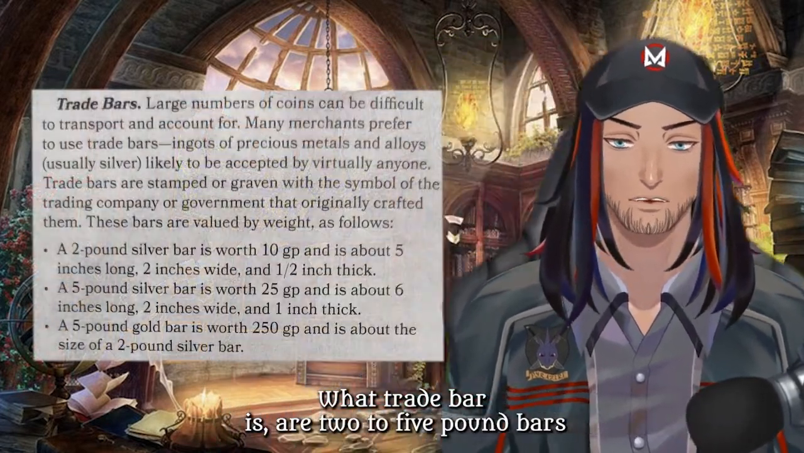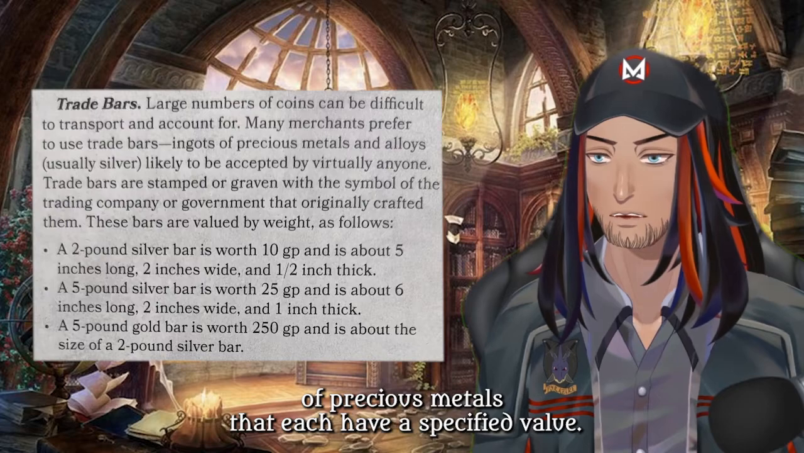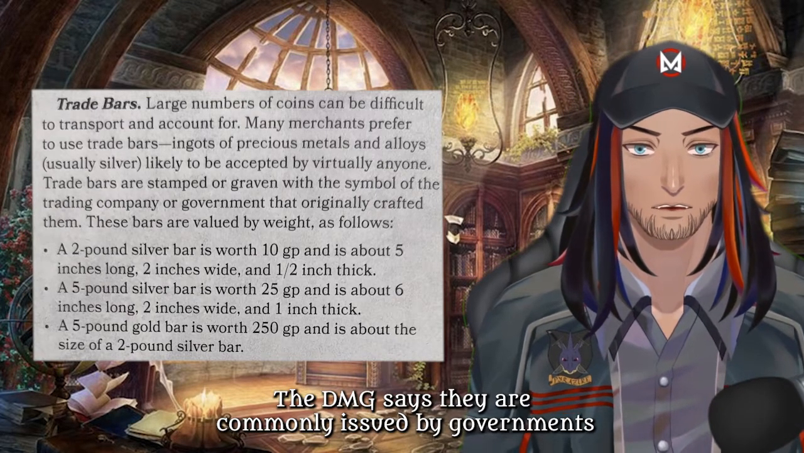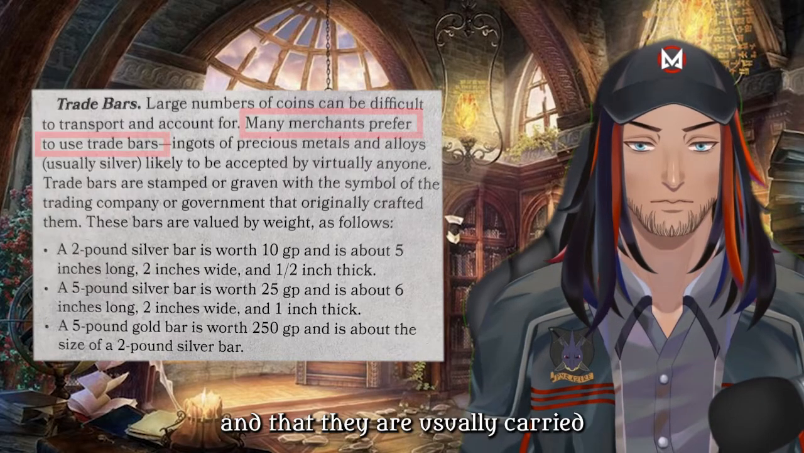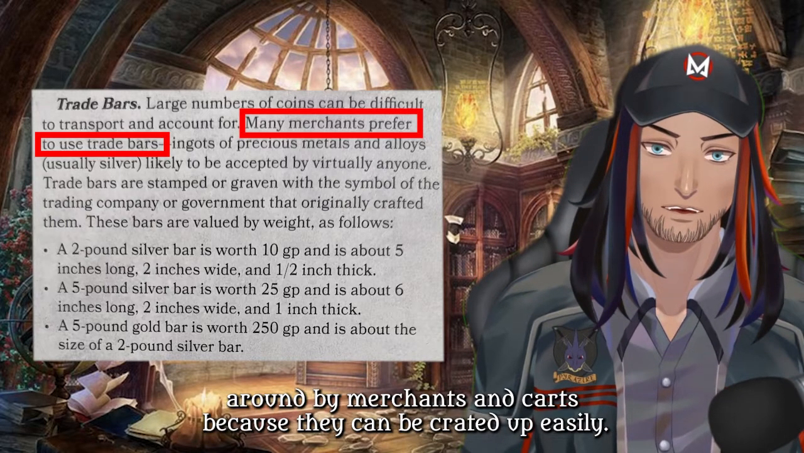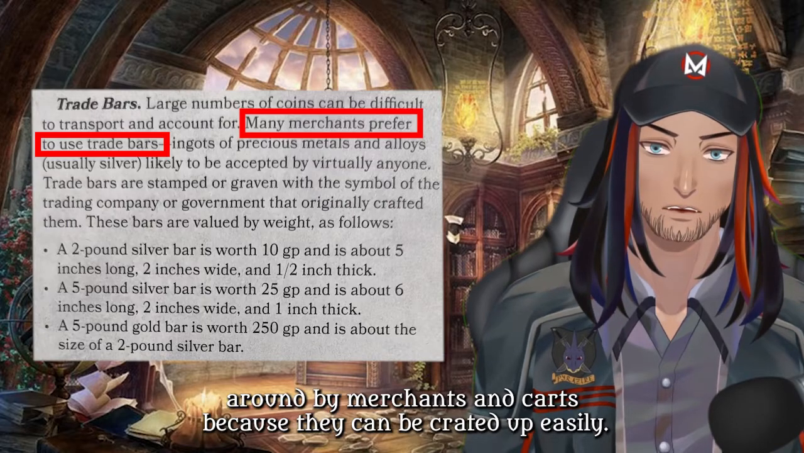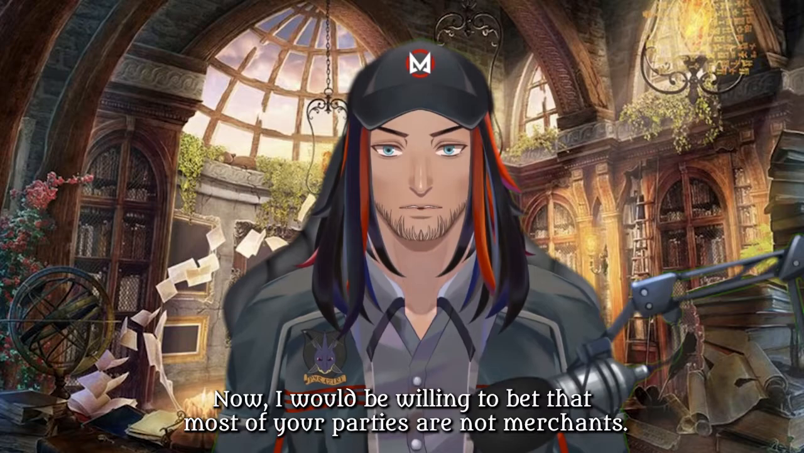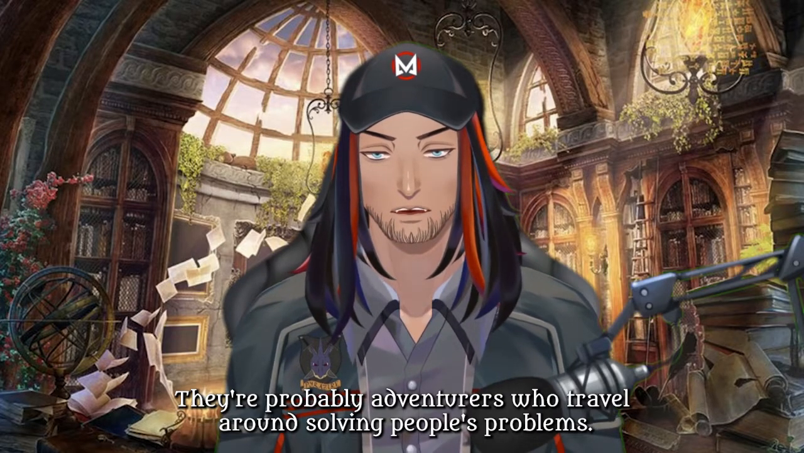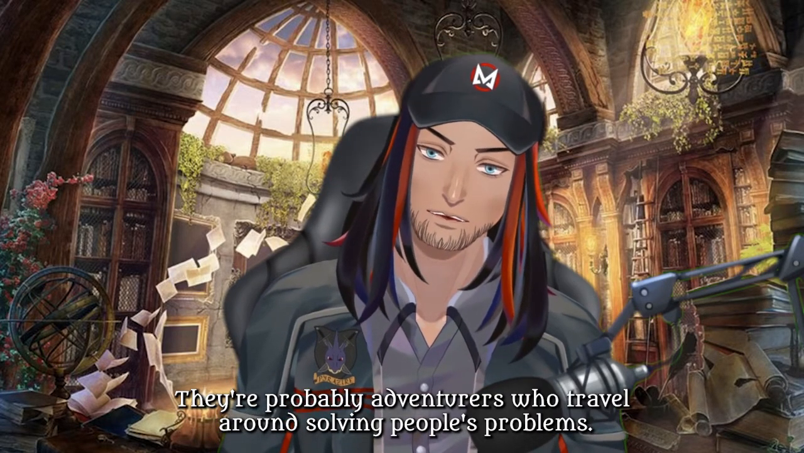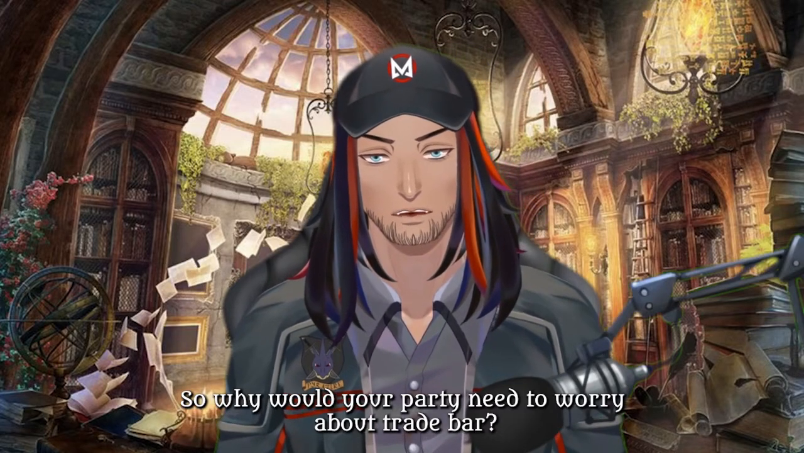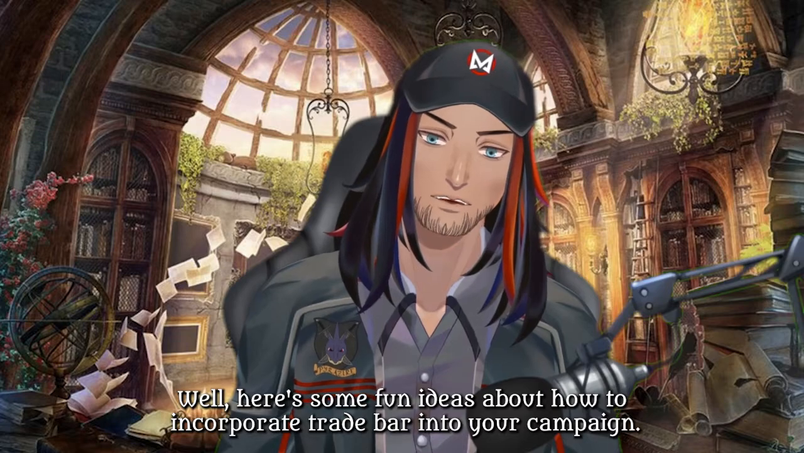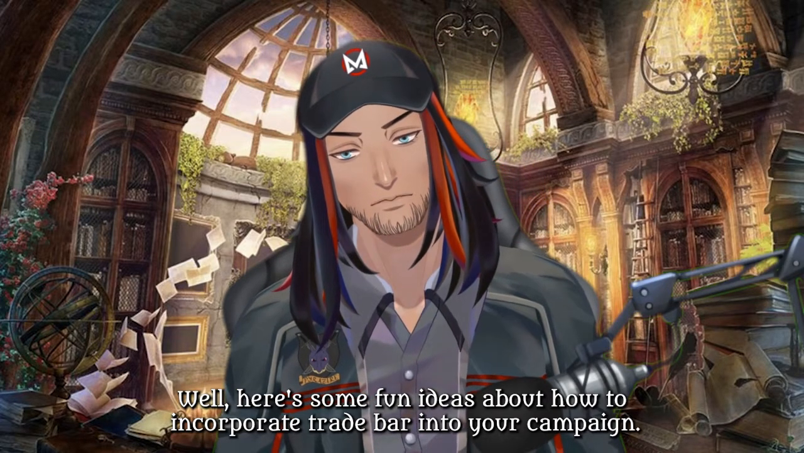What trade bar is are 2 to 5 pound bars of precious metals that each have a specified value. The DMG says they are commonly issued by governments, and that they are usually carried around by merchants and carts because they can be crated up easily. Now, I would be willing to bet that most of your parties are not merchants. They're probably adventurers who travel around solving people's problems. So why would your party need to worry about trade bar? Well, here's some fun ideas about how to incorporate trade bar into your campaign.